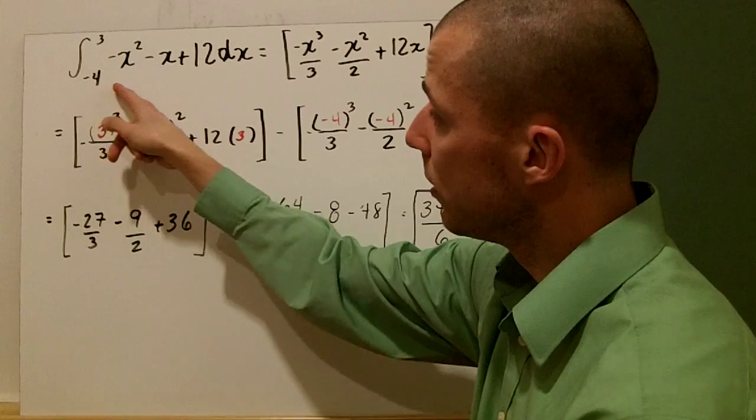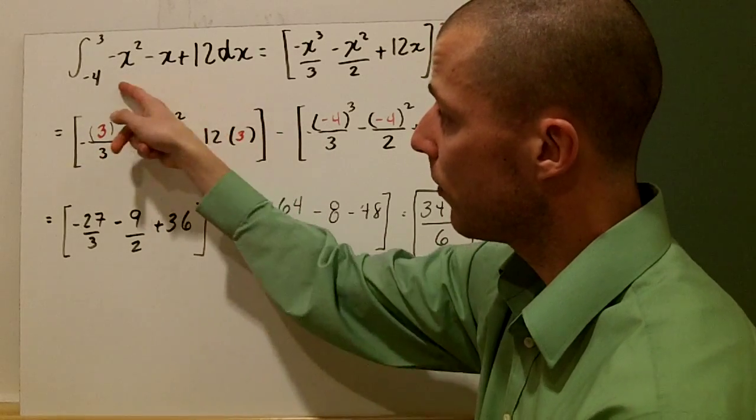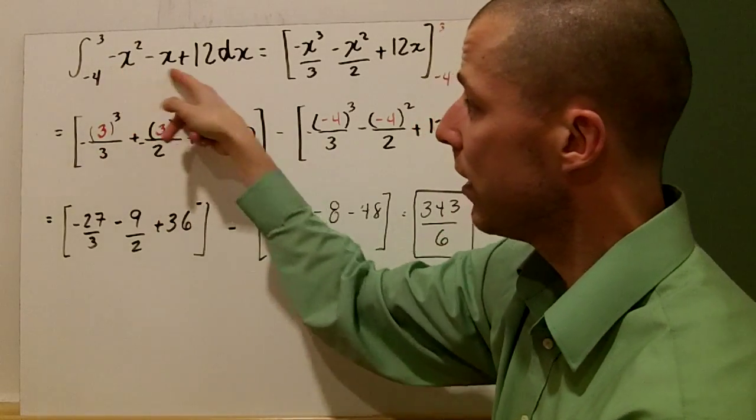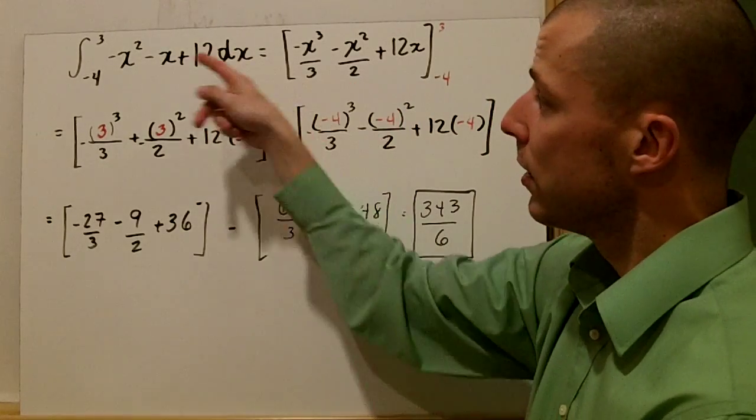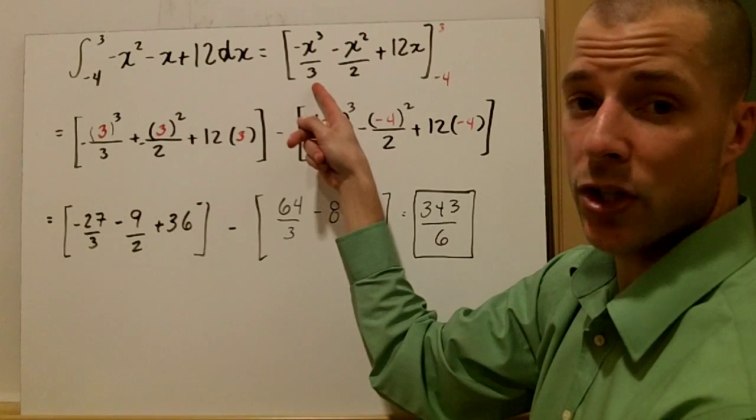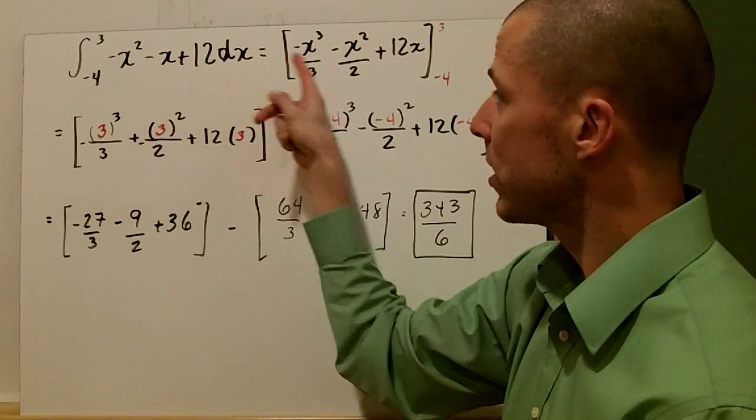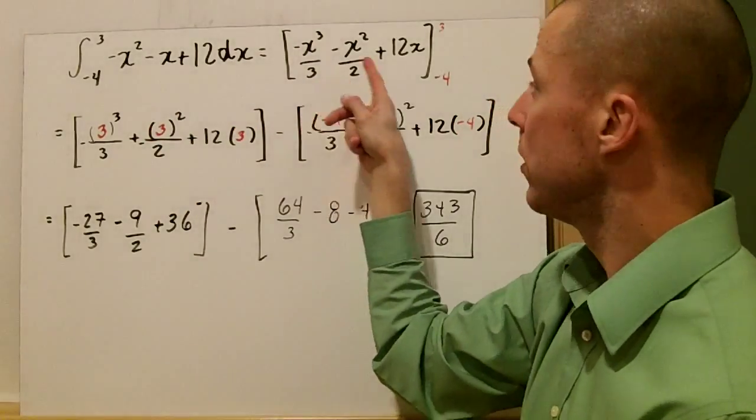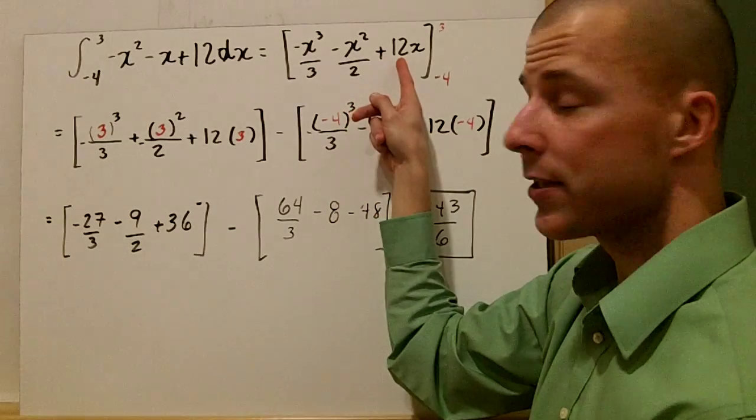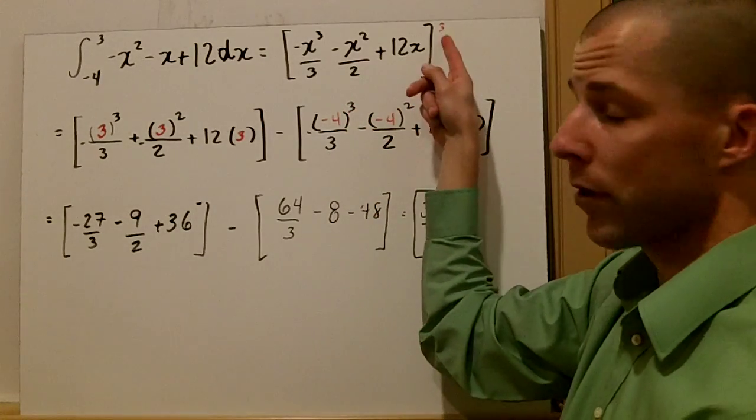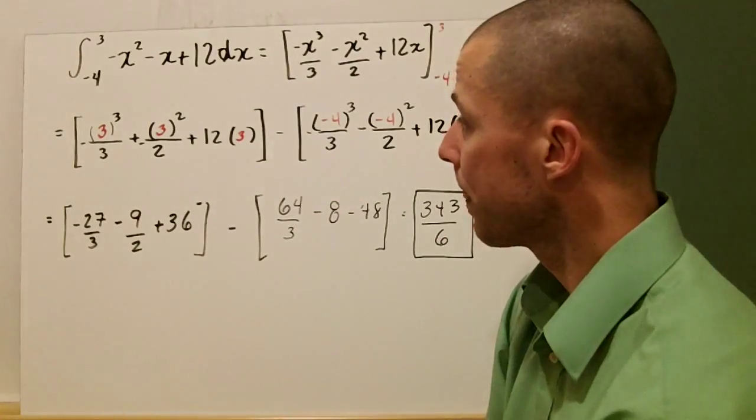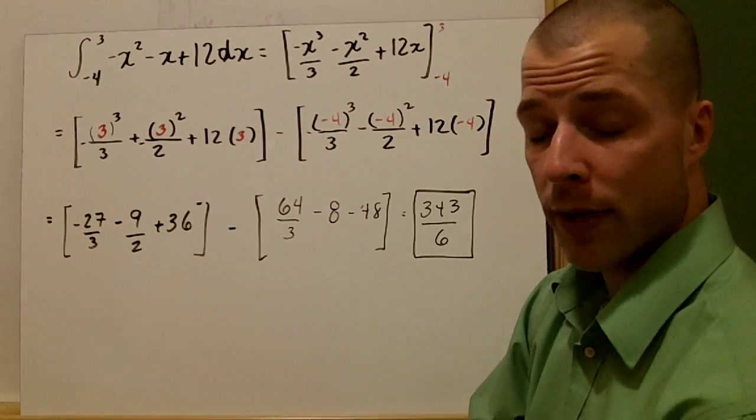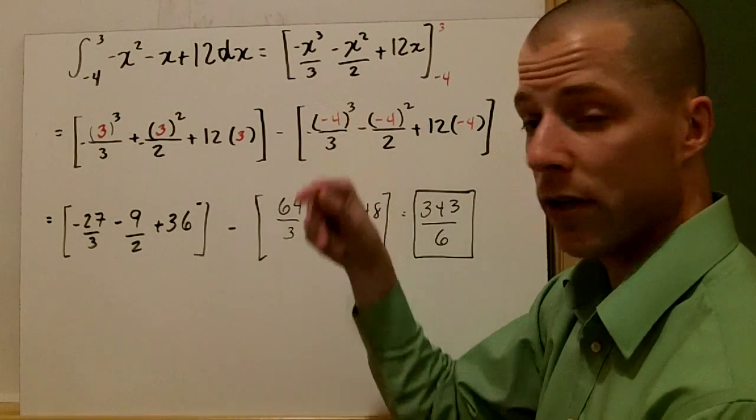Now, I rewrote the problem here, negative 4 to 3, and so now you have to integrate that, and the integration is here in brackets. Negative x squared becomes negative x cubed over 3, negative x becomes minus x squared over 2, and 12 becomes 12x. And notice here in red, negative 4 to 3, because that's where I have to evaluate the function and find that area. So what I do now is I plug both 3 and negative 4 into my integrated function.